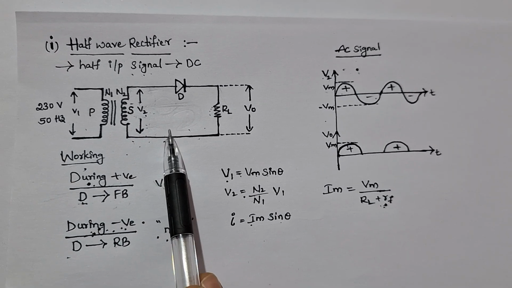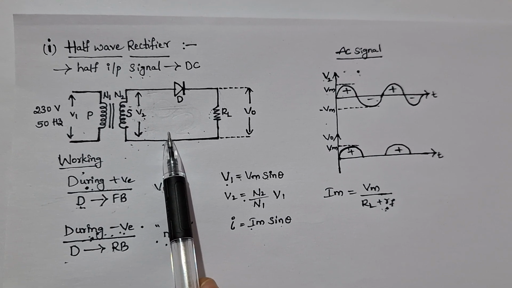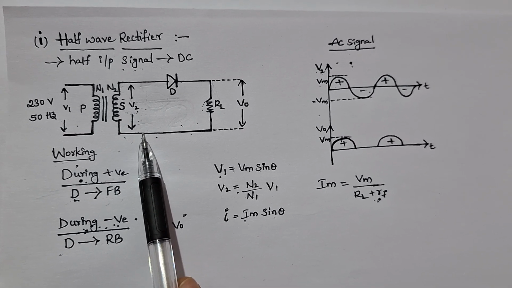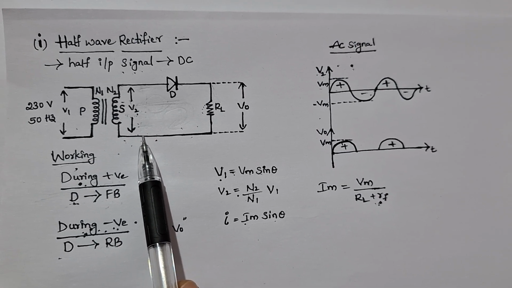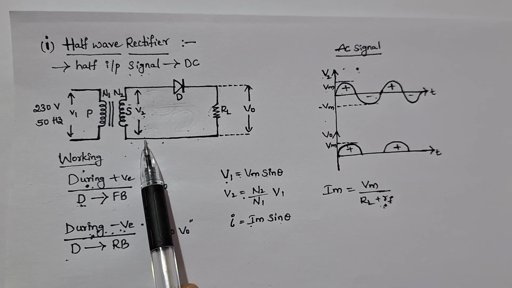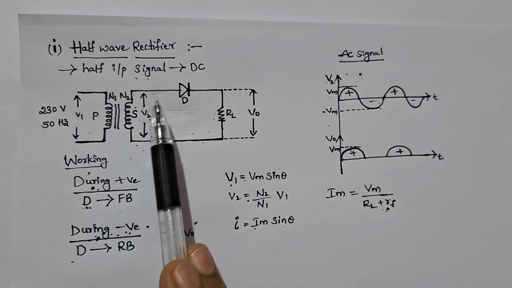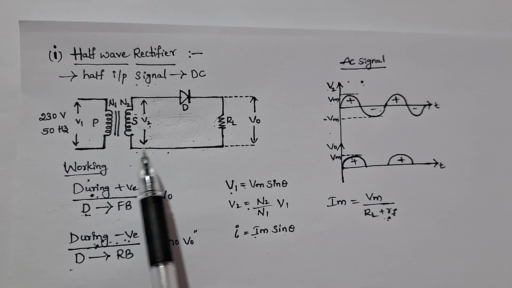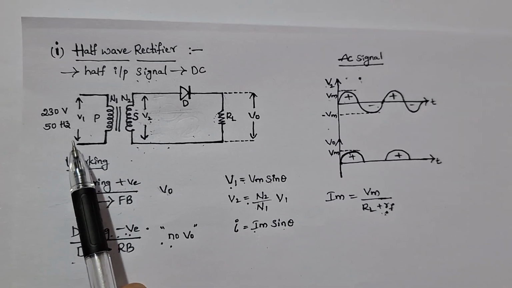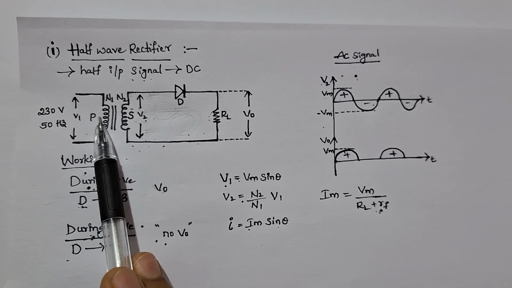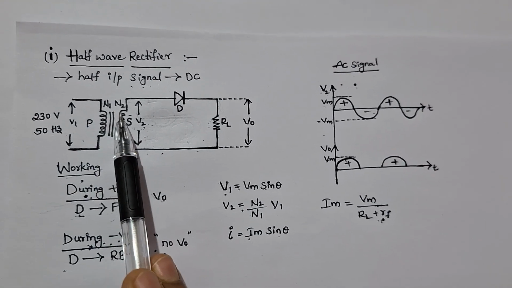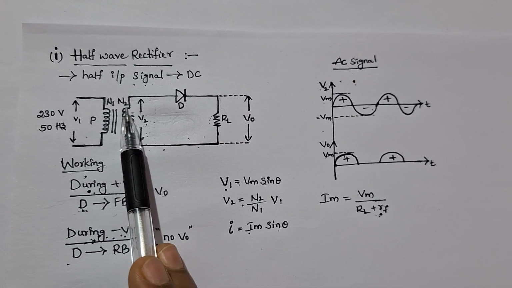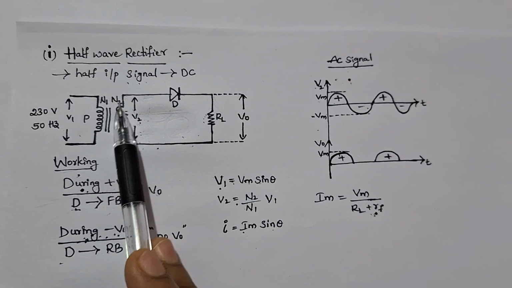In the secondary section of the transformer, you can see it consists of three terminals, but in a half-wave rectifier we are using only two terminals. You can see this is one terminal and this is another terminal. The primary section has a turns ratio of N1, and the secondary section has a turns ratio of the coil of N2.